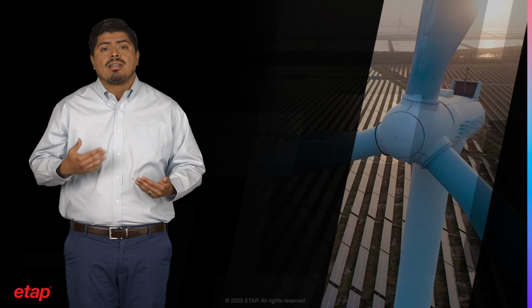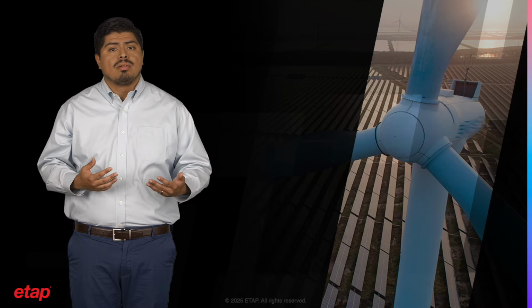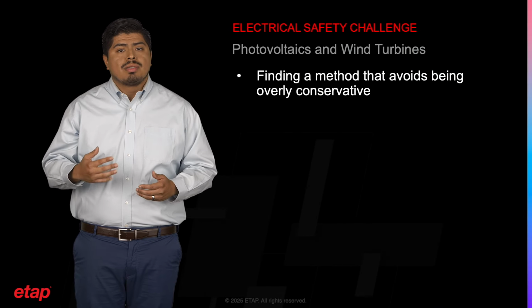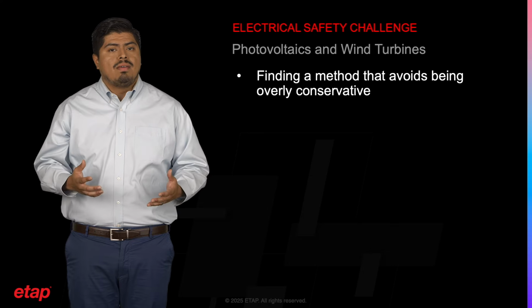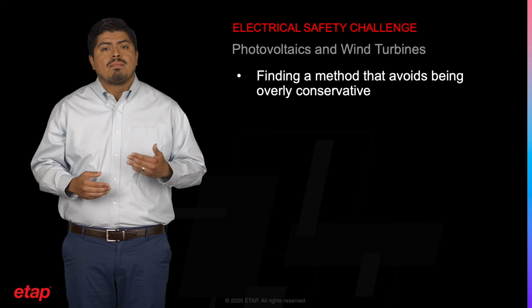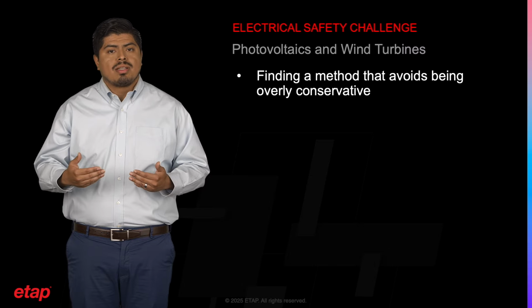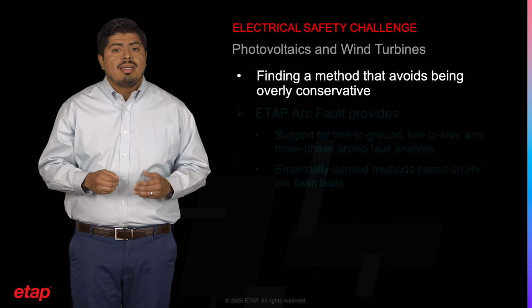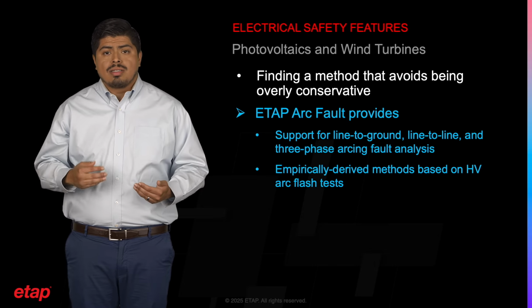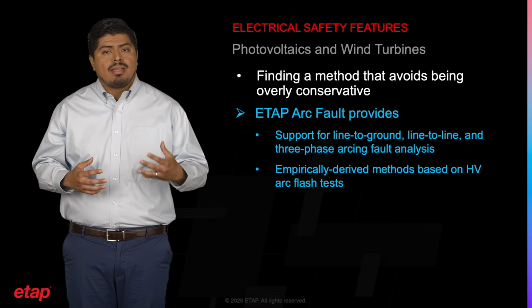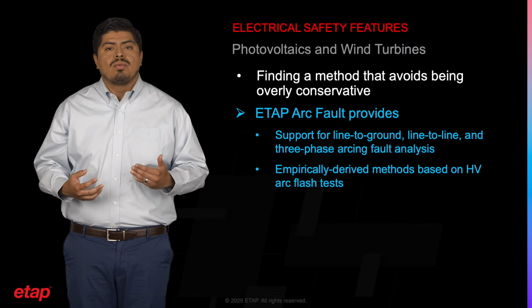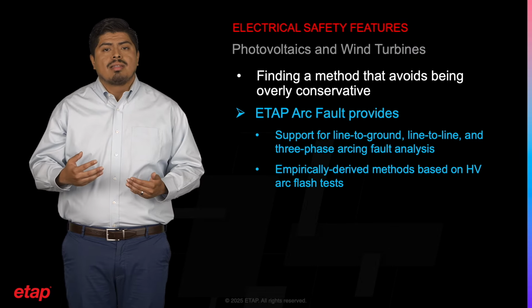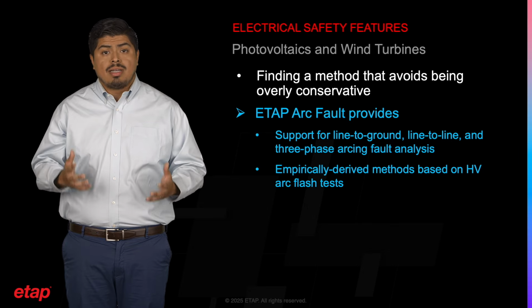Next, let's focus on the evaluation of systems with renewables, such as photovoltaics or wind turbines. These systems include equipment rated above 15 kV, where the challenge is finding a method that is appropriate for this voltage class and avoids being overly conservative. ETAP's arc fault methodology addresses this with support for line-to-ground, line-to-line, and three-phase arcing fault analysis, using empirically derived methods based on high-voltage arc flash tests.